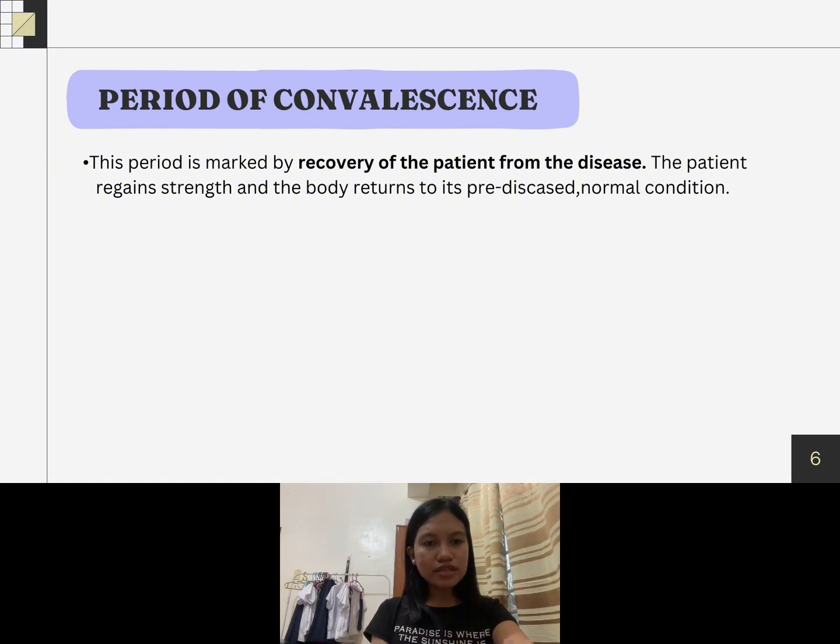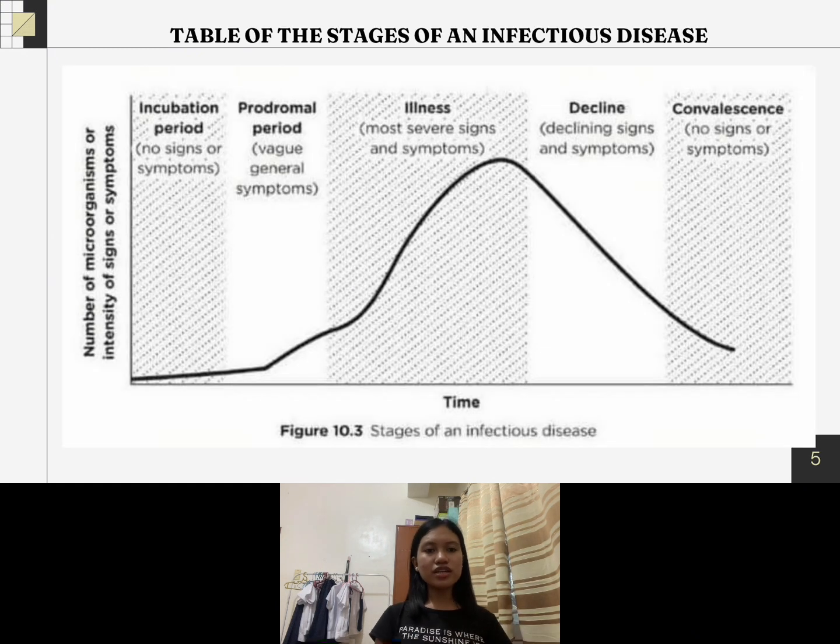So, next is the table of the stages. First is the incubation period. Basta yung tandaan lang dito is no sign or symptoms. Next, prodromal period. Ito yung non-specific na symptoms.